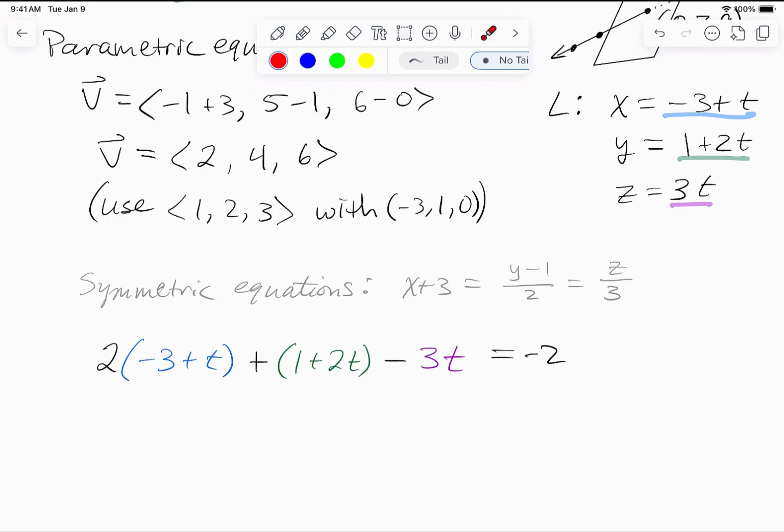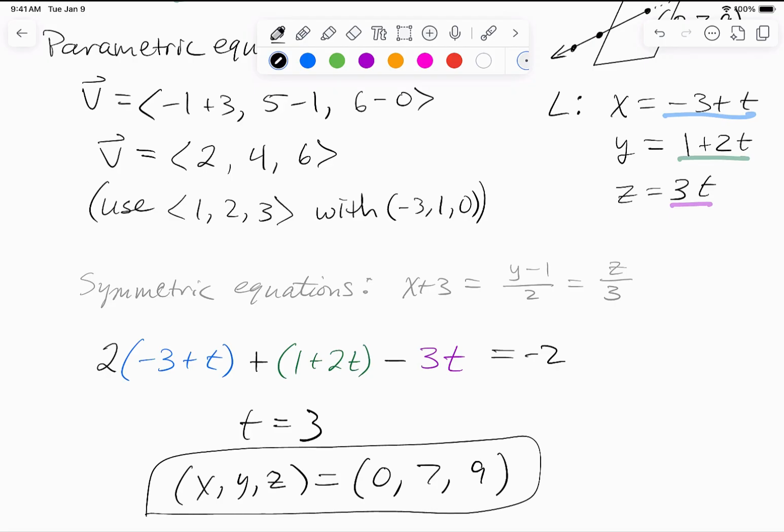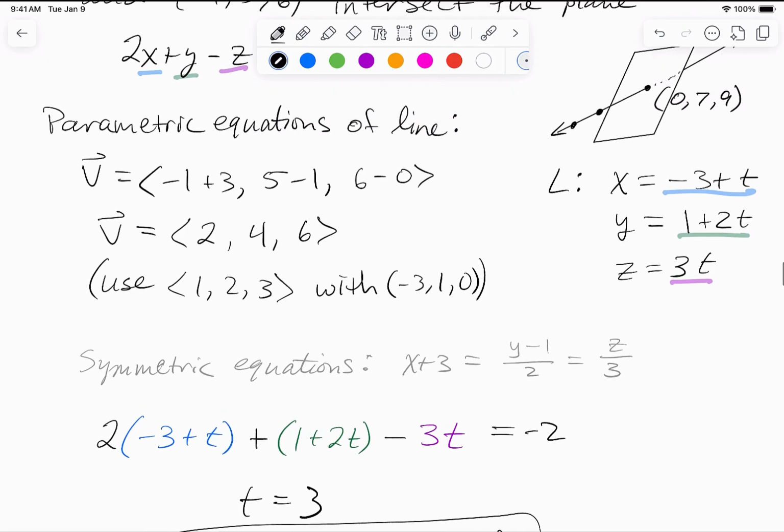Making those substitutions, I get 2 times the quantity of negative 3 plus t, plus 1 plus 2t, minus 3t equals negative 2. Collecting like terms and solving for t gives us that t is equal to 3. And if we substitute t equals 3 in the expressions for x, y, and z, then we end up with x, y, z is equal to 0 for x, 7 for y, and 9 for z. That answers the question.